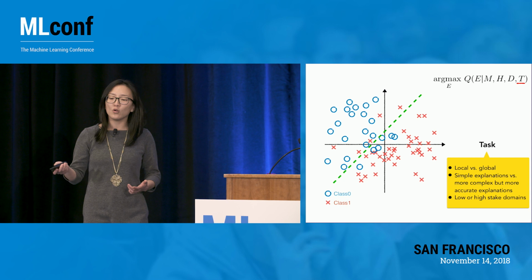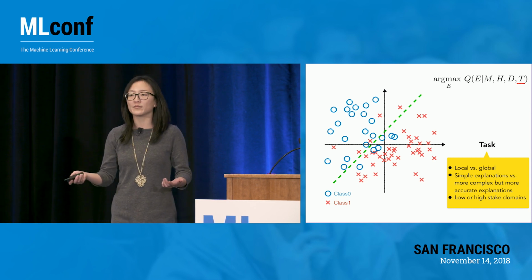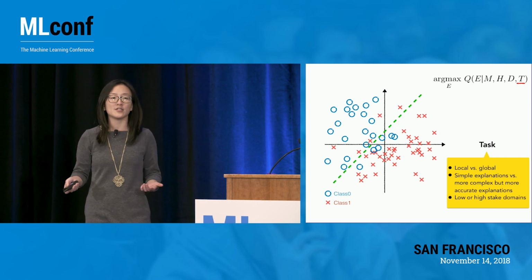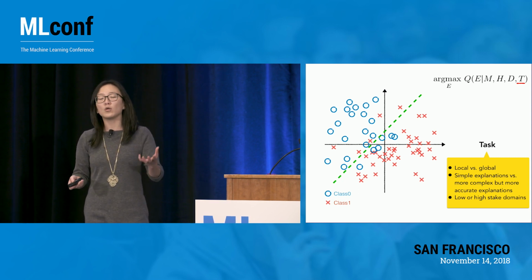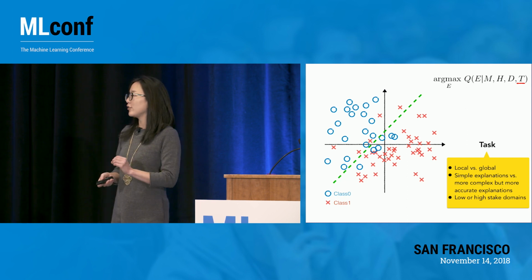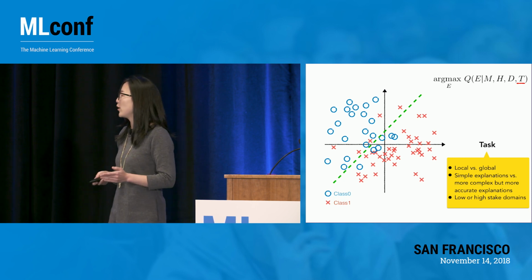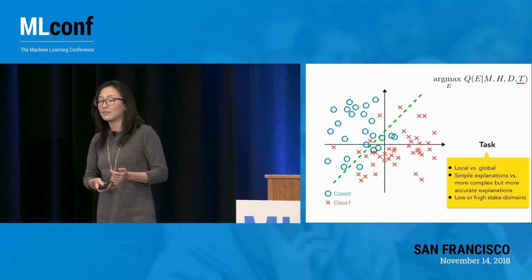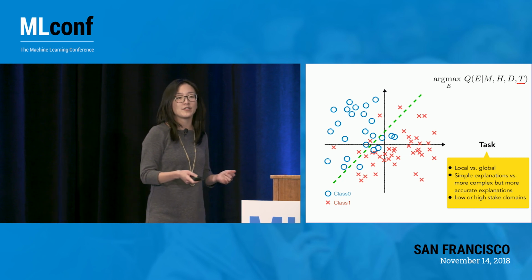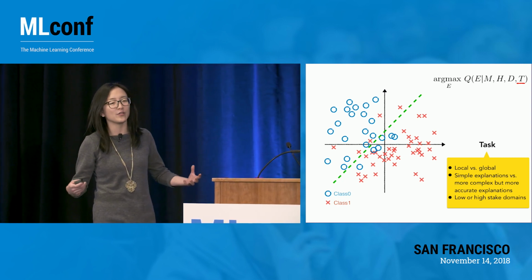The final goal of what you're trying to explain matters. Local versus global is an important distinction that we should make here. Local explanation means you have a particular data point that you're interested in explaining, and your goal is to just explain this one data point as best as you can. Whereas global explanation means your goal is to understand the overall behavior of your model.